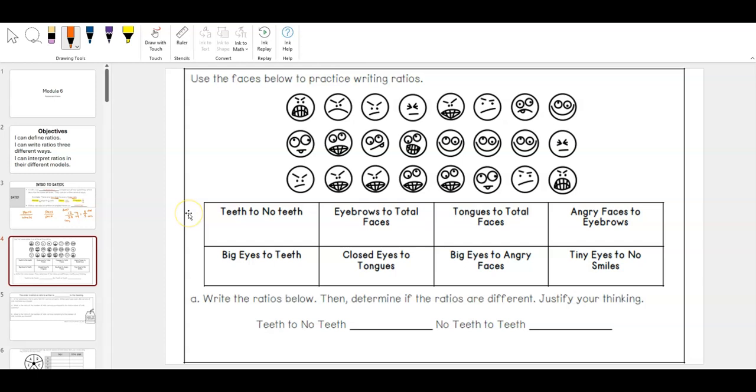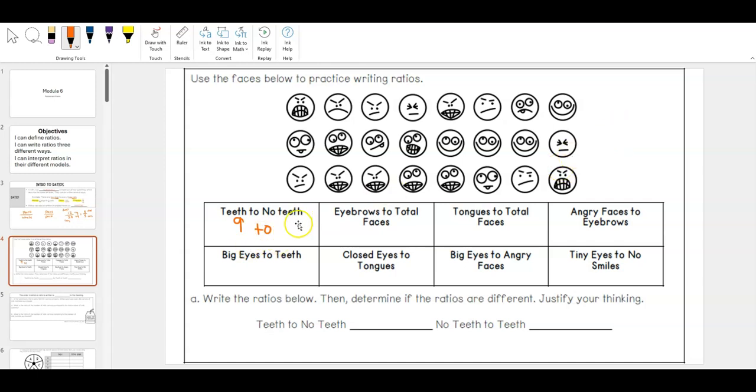Okay, that was a lot of information about ratios, so let's go ahead and write our ratios. Here I have a bunch of faces, and we're going to use them to practice writing ratios. The first one we're going to write is a ratio of teeth to no teeth. So I'm just going to go ahead and count the number of people who are showing their teeth, big grins, and the number of faces that have no teeth showing. So, teeth, I can see 1, 2, 3, 4, 5, 6, 7, 8, 9. So I see 9 faces with teeth. I'm going to use the word 2.